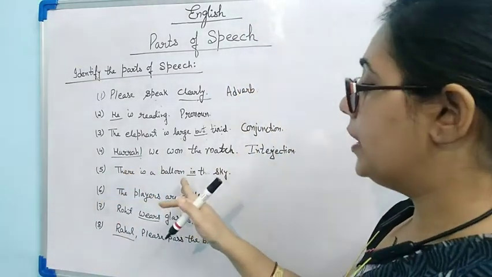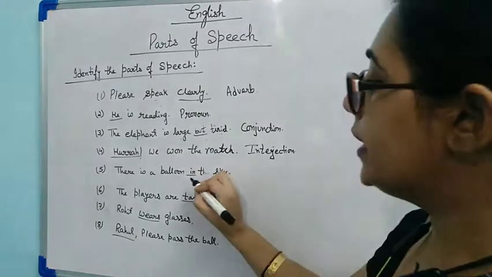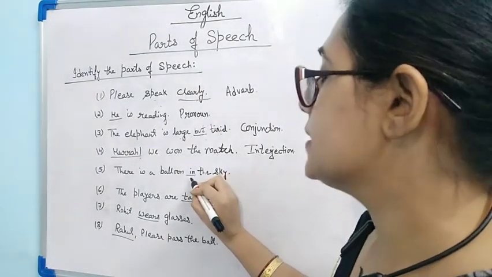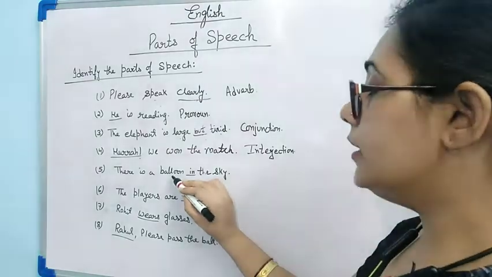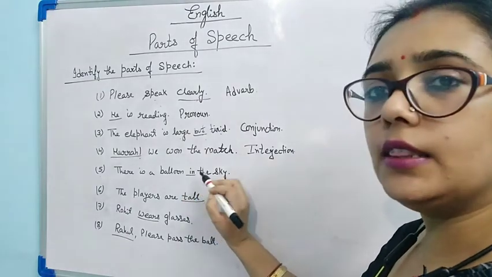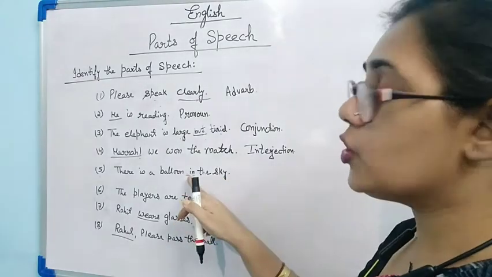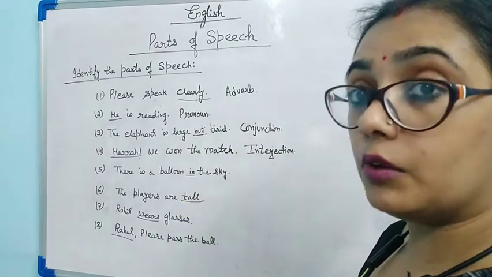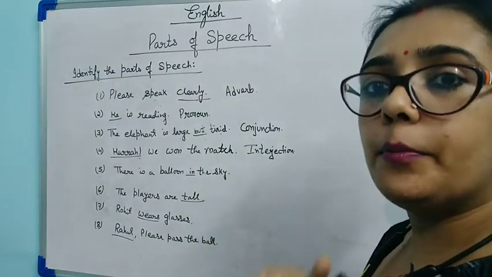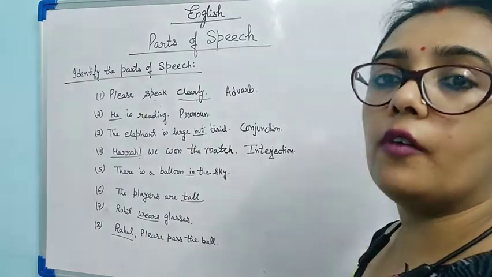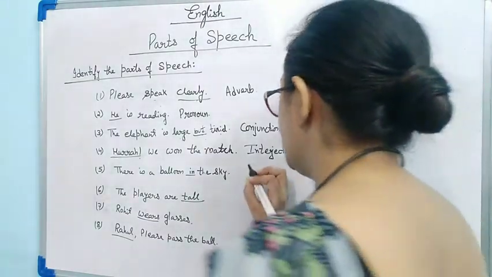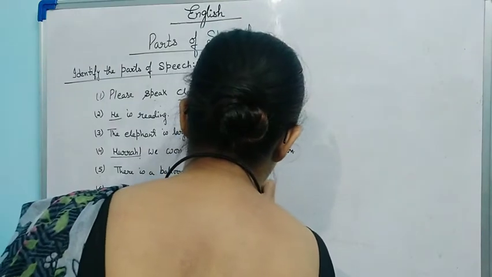There is a balloon in the sky. Where is the balloon? In the sky. I am talking about the noun balloon and its position is where? In the sky. So it is showing the position of noun. That means it is what? Preposition, because preposition shows the position of noun or pronoun.